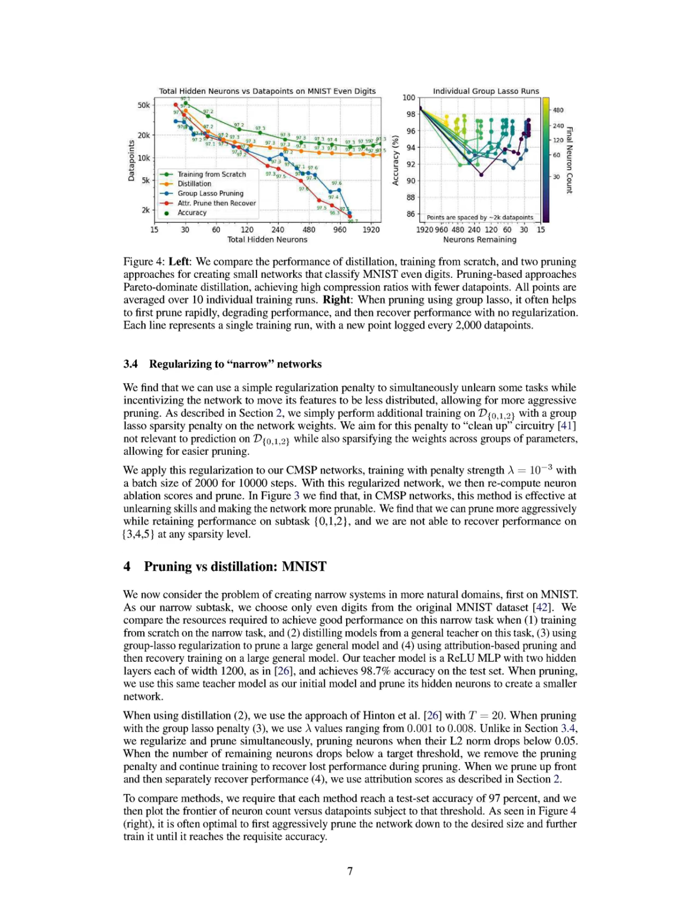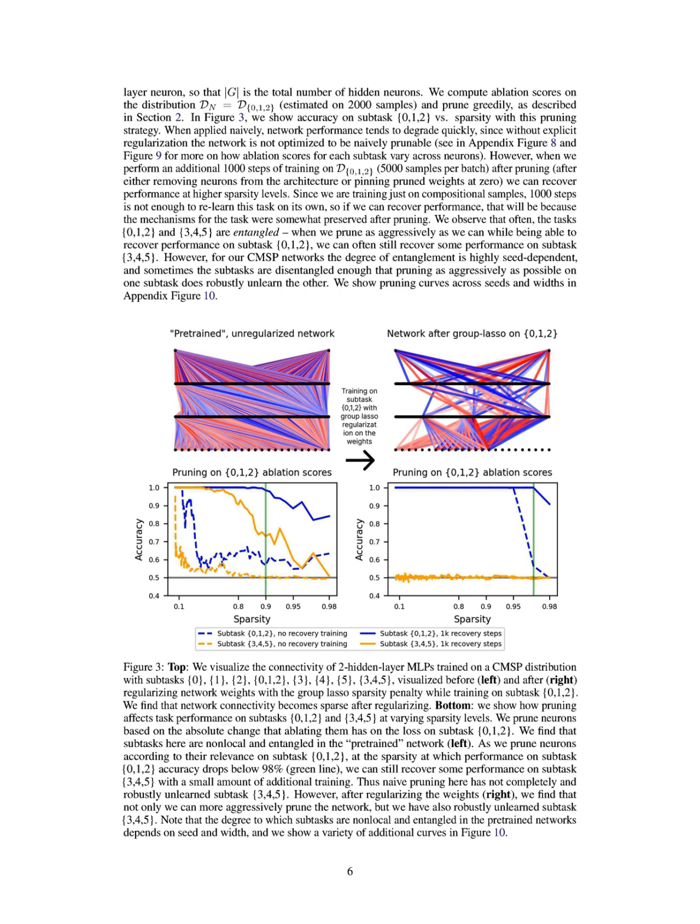To enhance the model's prunability, a group lasso regularization penalty is applied during training, which incentivizes the network to become sparser at the group level, effectively cleaning up circuitry not relevant to the target task. After pruning, additional training on the narrow task is conducted to recover any lost performance, ensuring that the network retains its ability to perform well on the specified subtasks while unlearning others.